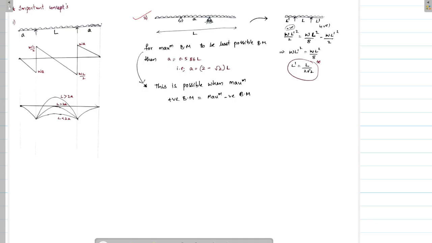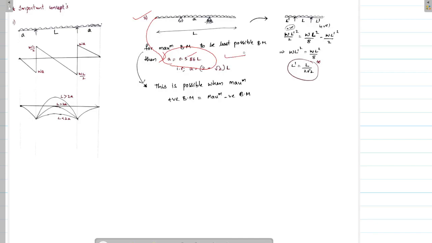In some questions they will be asking for the maximum bending moment to be least possible, find the relation between the length of overhang, or find the relation between A and L. They will be asking this way. In this first case, the value of A will be 0.586 times L. I got this 0.586 by simplifying 2 minus root 2. If you want this in detail, let me know. I'll be uploading it in a short video.